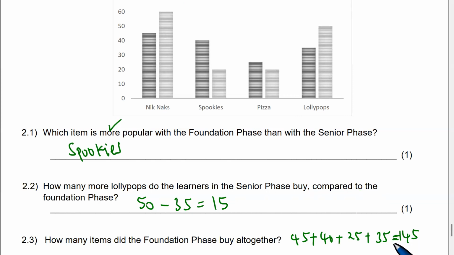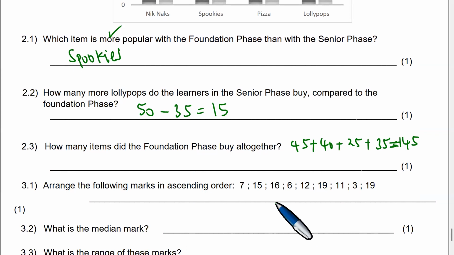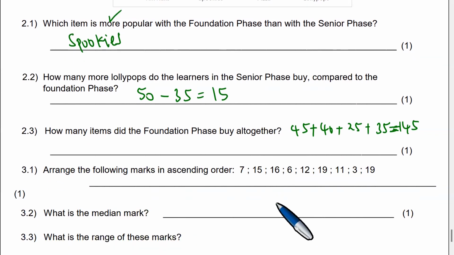So surely it's correct to say, how many items did the foundation phase buy altogether? So this is like 45. This is 40. This is 25. And this is 35. So the foundation phase bought 145 altogether. Next question. All right, the following marks in ascending order. What's the answer?